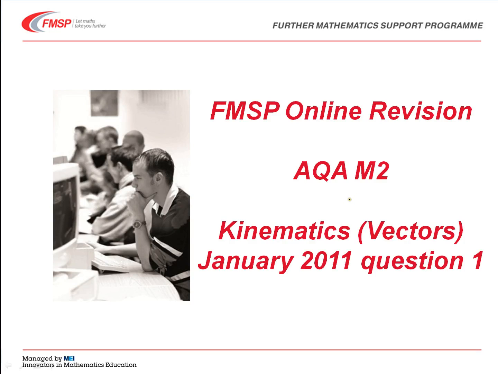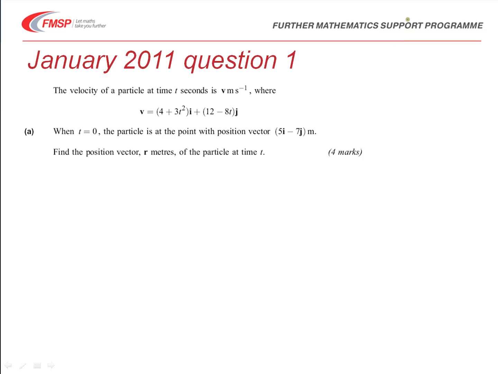Welcome to this online revision session for AQA M2, where we'll be looking at the January 2011 question 1 on kinematics involving vectors. In this question we have been given the velocity of a particle at time t, and in the first part we are asked to find an expression for the position vector r, given that when t is 0 its position is 5i minus 7j.